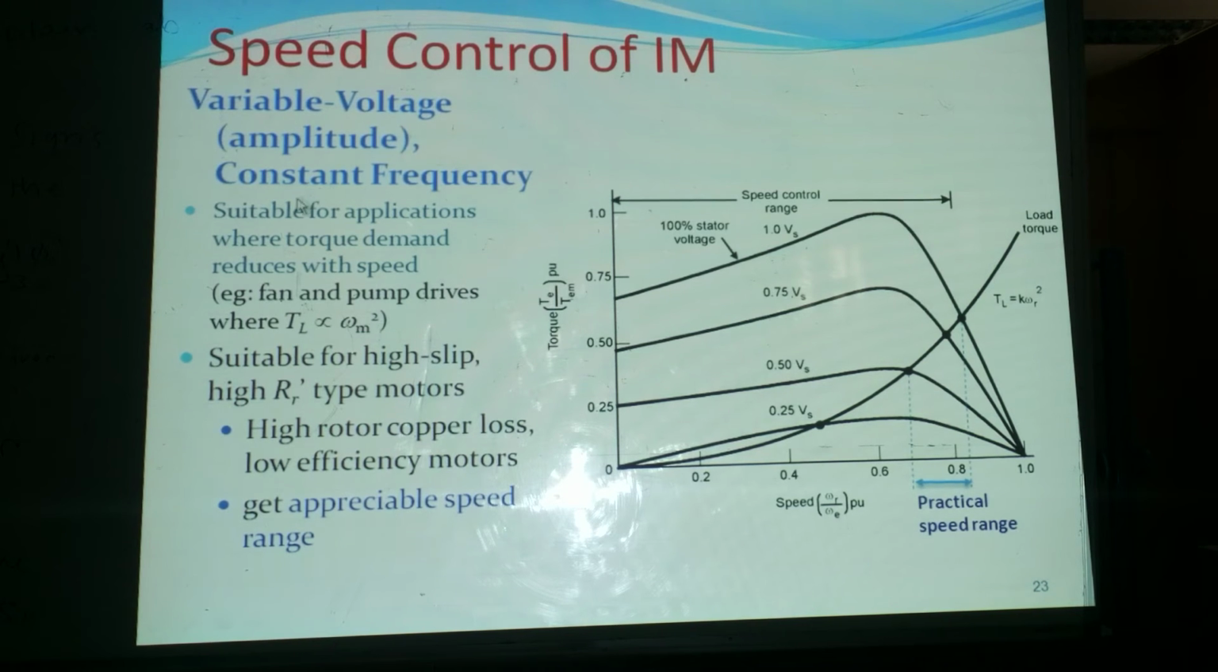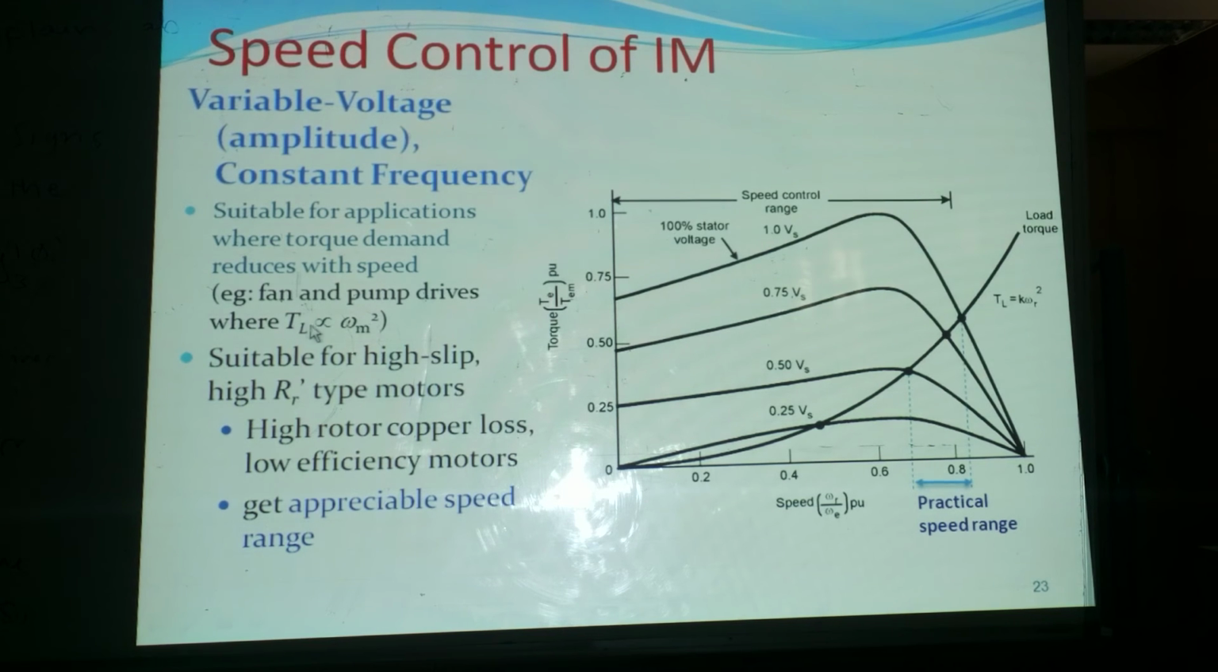See here, variable voltage constant frequency is suitable for applications where torque demand reduces with speed. You see here, torque demand reducing with speed. As speed reduces, torque demand also reduces. This type of characteristics we can get only in fan and pump drives.